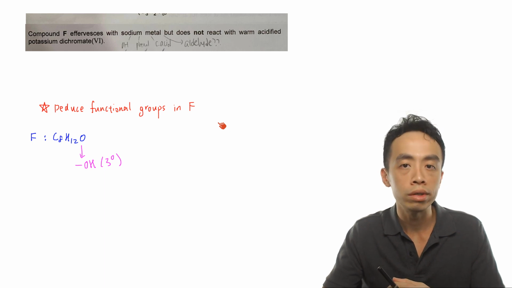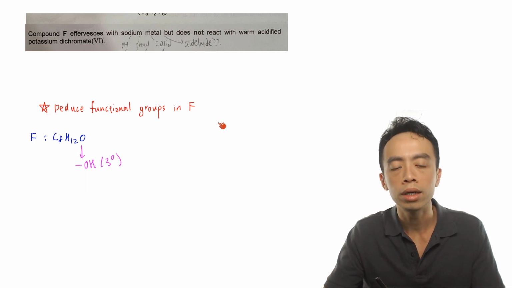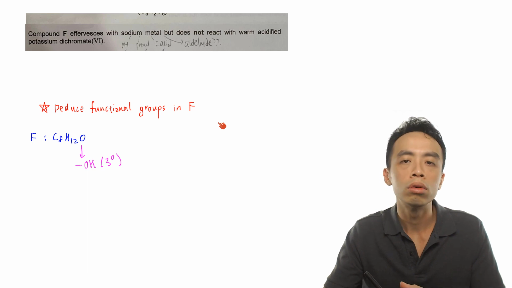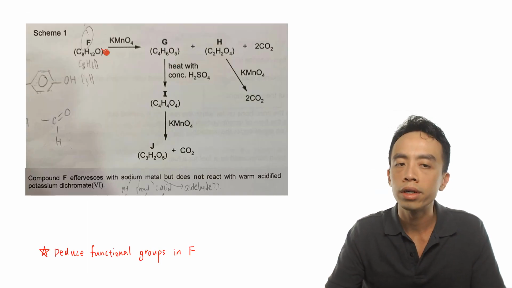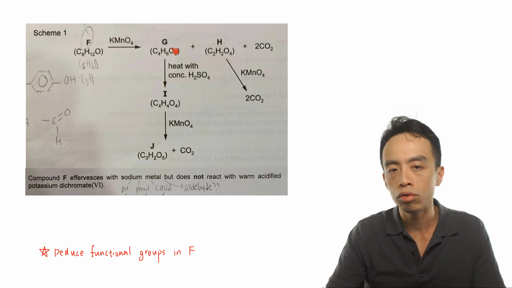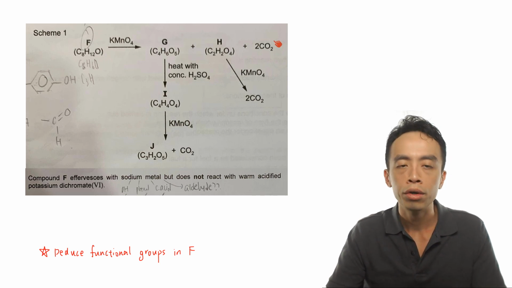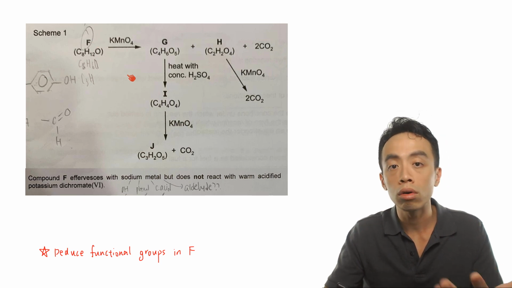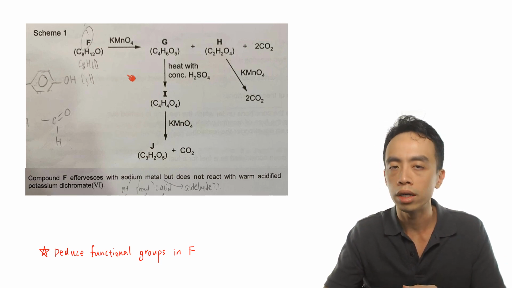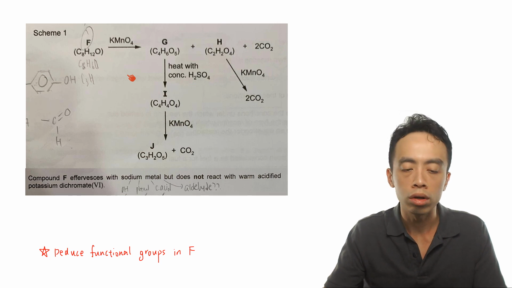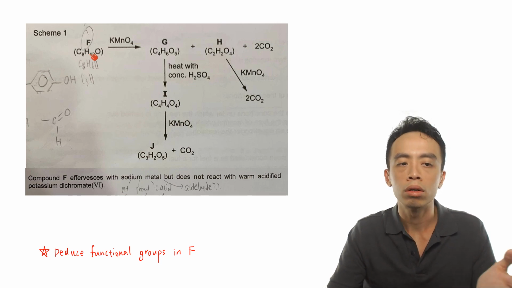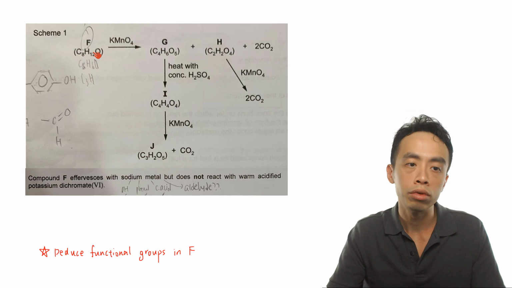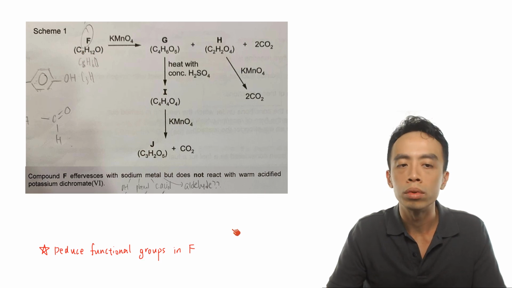Phenol is also resistant to oxidation by dichromate, but we do know that F will undergo oxidation to form smaller fragments. Now F can be oxidized by KMnO4 to smaller things, G, H, and 2 carbon dioxide, so most likely there's no benzene in F. Therefore the alcohol in F shouldn't be a phenol, but it is a tertiary alcohol.